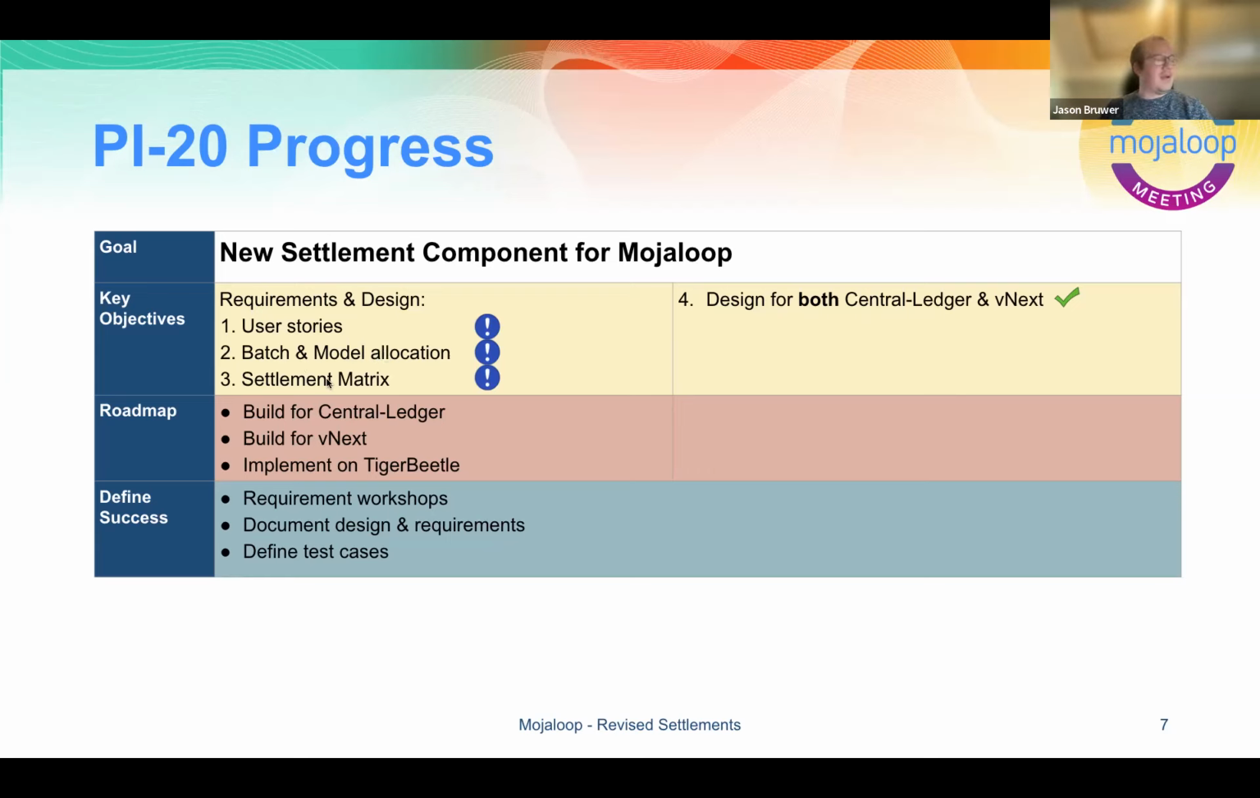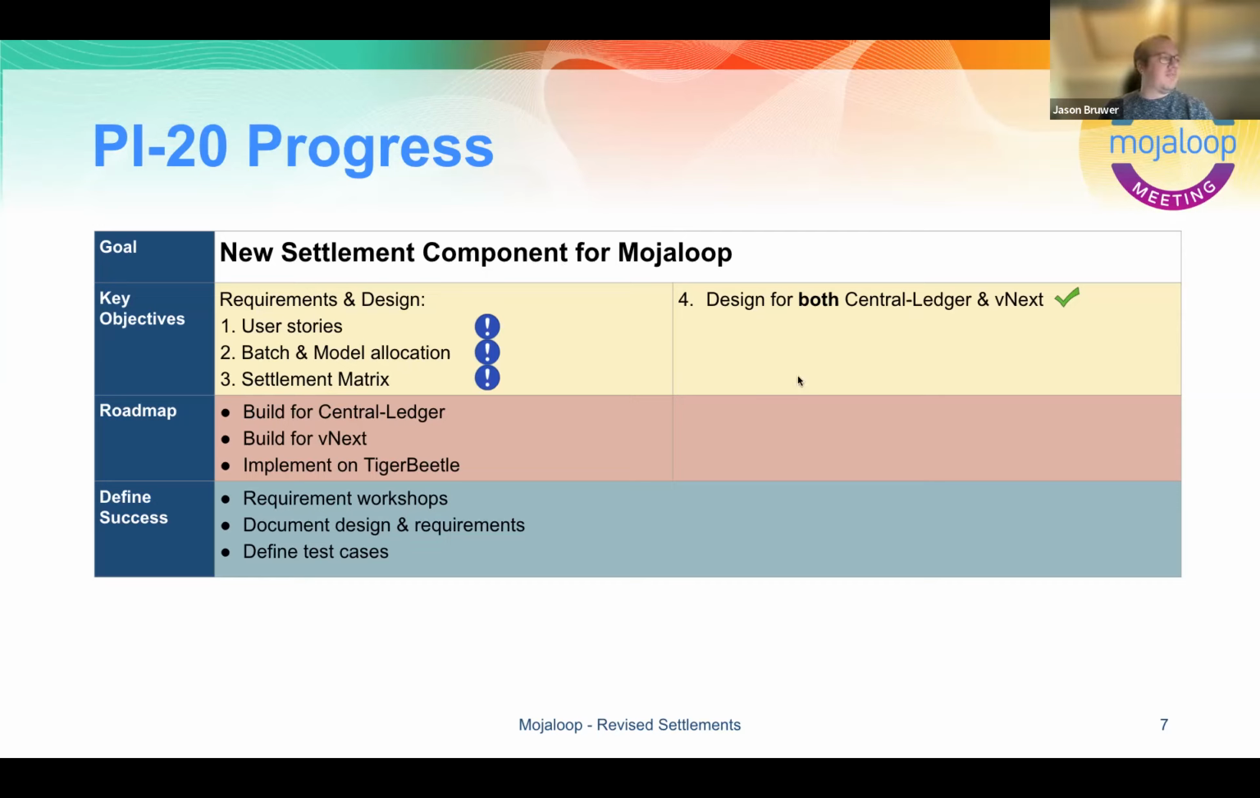Okay, so item number 3, we have gone through a process of defining the requirements for the settlement matrix. We will be refining those requirements even further in the next PI. So we've started going into a lot more detail, scoping and gathering requirements and doing development on the new settlement. There's a lot of refining going on, making sure that we're covering all the functionality that we need.